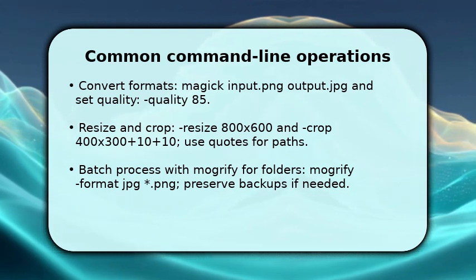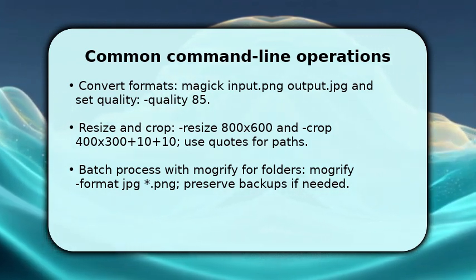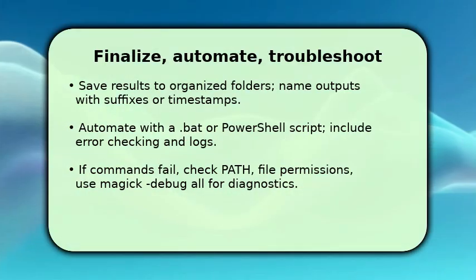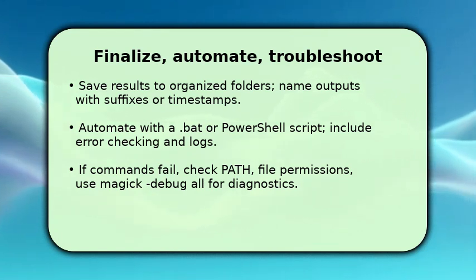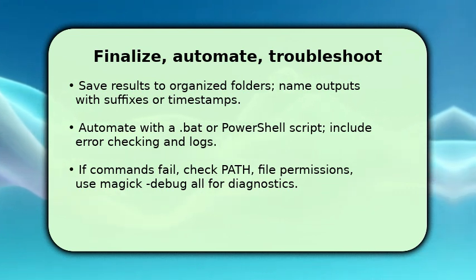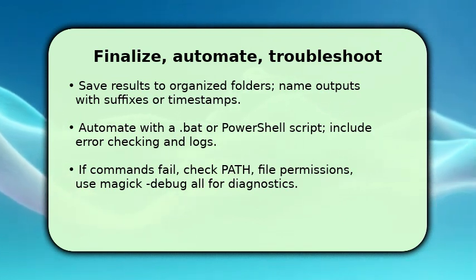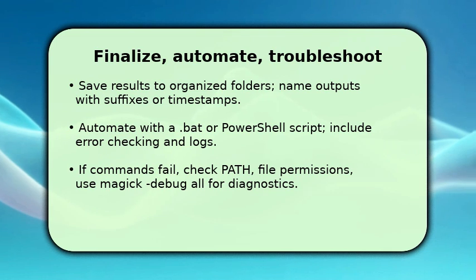Use quoted paths when file names contain spaces, and include -verbose to inspect processing. These steps finish by exporting files into a clear folder structure and validating outputs with identify or your File Explorer. Automate recurring workflows with a BAT or PowerShell script that calls magick or mogrify, adds timestamps, and logs errors. Schedule with Task Scheduler if needed.